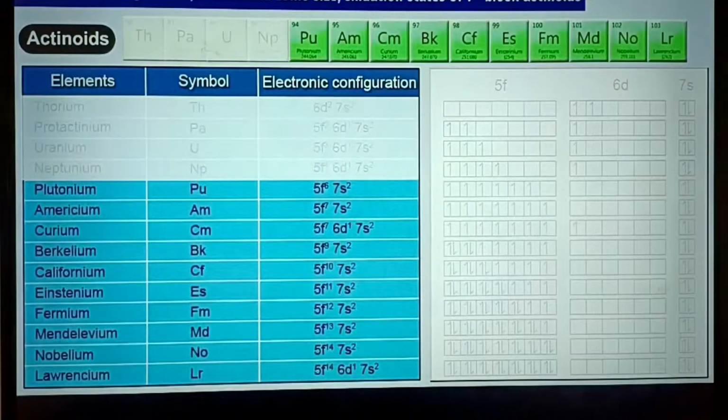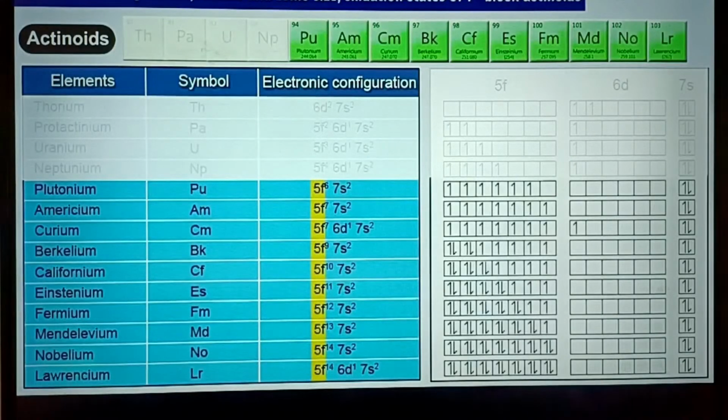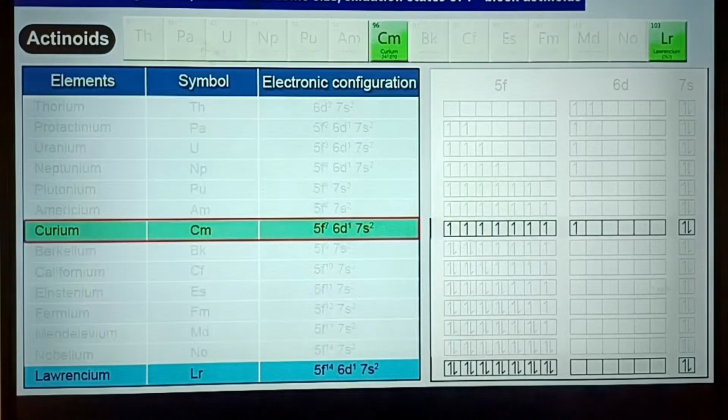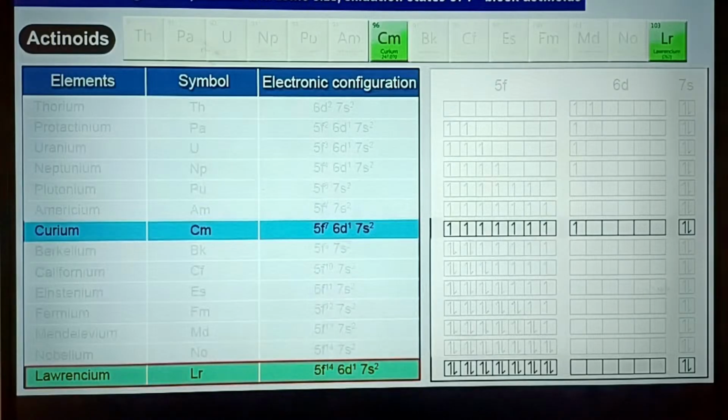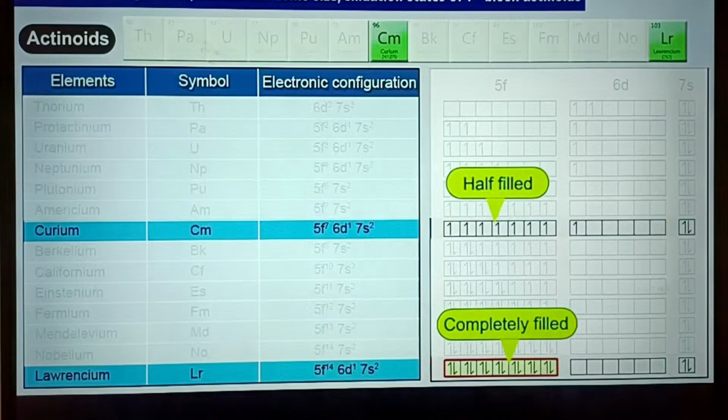Later in the actinoid series, the 5f orbitals do become appreciably lower in energy. Thus, from plutonium onwards, the 5f shells fill in a regular way, and the elements become very similar. The irregularities in the configurations at curium and lawrencium are related to the stabilities associated with the half-filled and completely filled configurations.